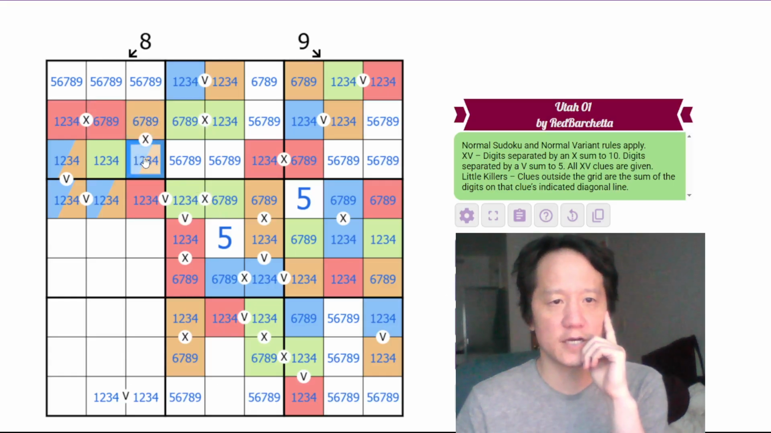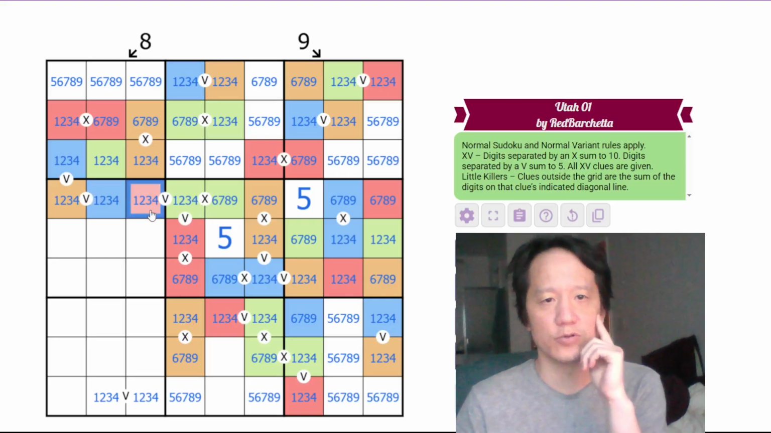So since this is high orange, this must be low orange, which forces this not to be low orange. It's low blue, which forces this not to be low blue. So that's low orange, which eliminates low orange here. So this is low blue.